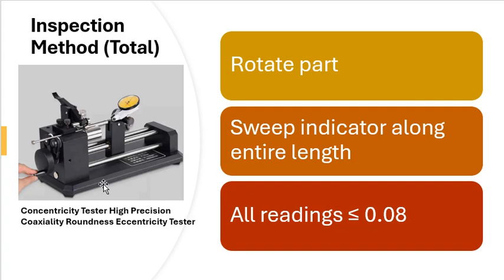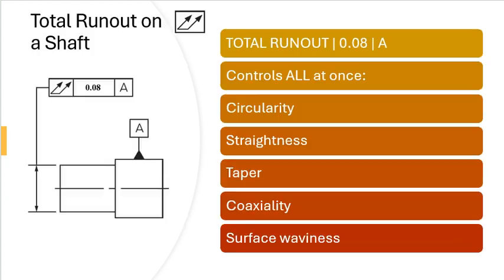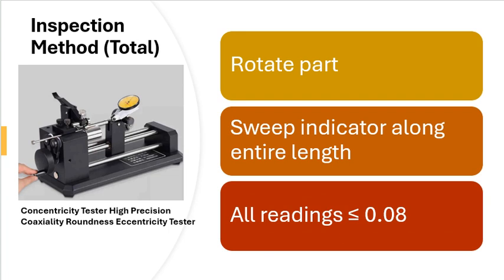Inspection method for total runout, another one: a concentricity tester, high precision, showing you the surface inspection. You can see this little rod right there, gauging the entire surface, and of course it is connected to the dial indicator like that in this instrument. So rotate the part, sweep the indicator along the entire length of the surface, and all readings have to stay less than or equal to 0.08, and that's what we're showing in the tolerance zone.